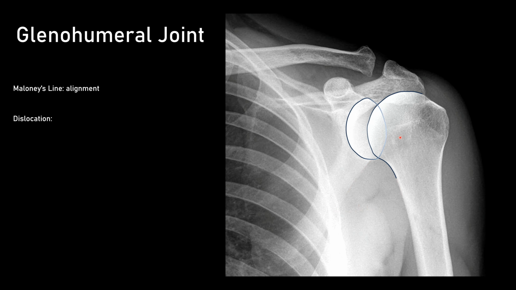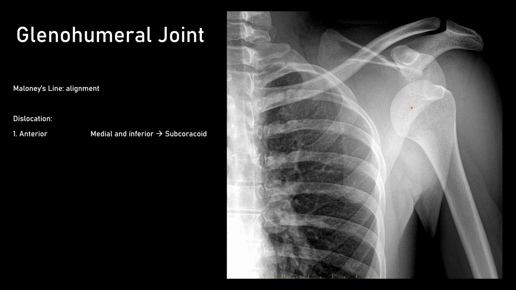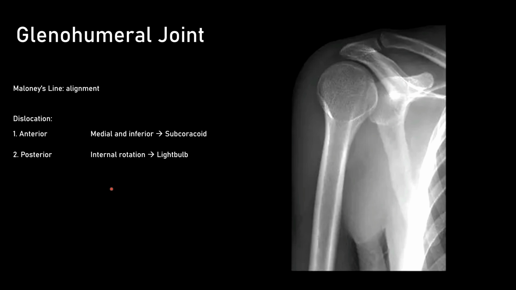In anterior dislocation, the humerus moves inferiorly and medially and acquires more of a subcoracoid location like this. There's anterior dislocation of the shoulder joint with a subcoracoid position of the humerus. In posterior dislocation, there occurs some internal rotation which causes a more rounded look of the humeral head, and this is called the light bulb appearance.